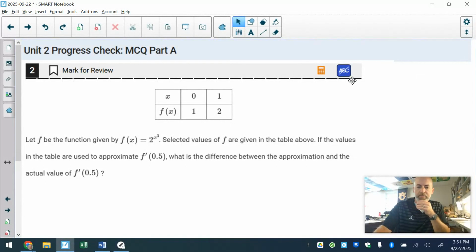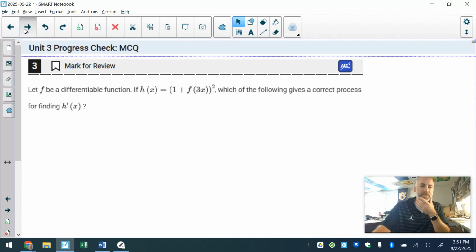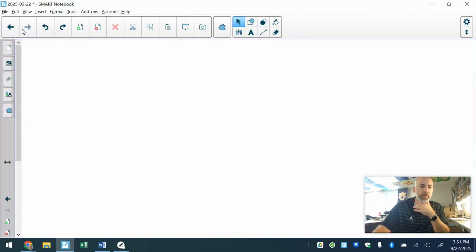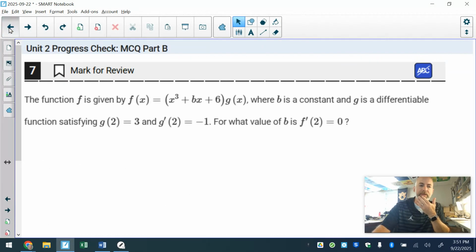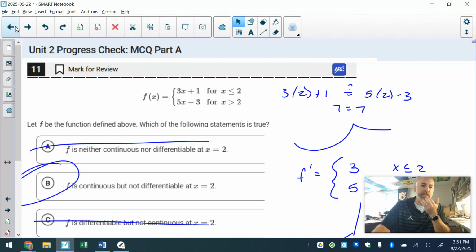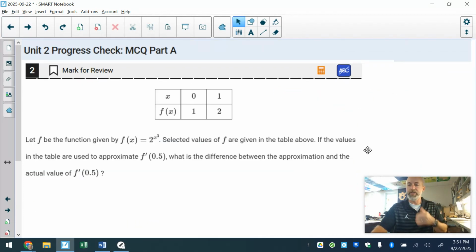All right, seventh period. These are the other progress check questions that I thought about looking at today. I knew we wouldn't get to them all, but I thought these might be good to see an explanation from me. So I'm going to go ahead and go over these, and this may help you as you study for your test tomorrow.